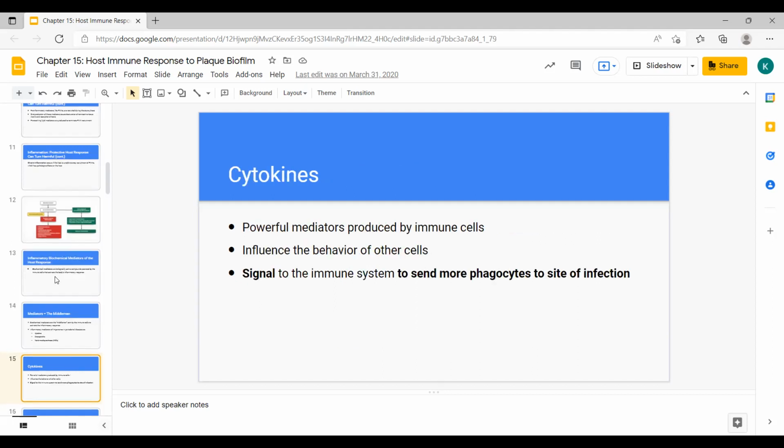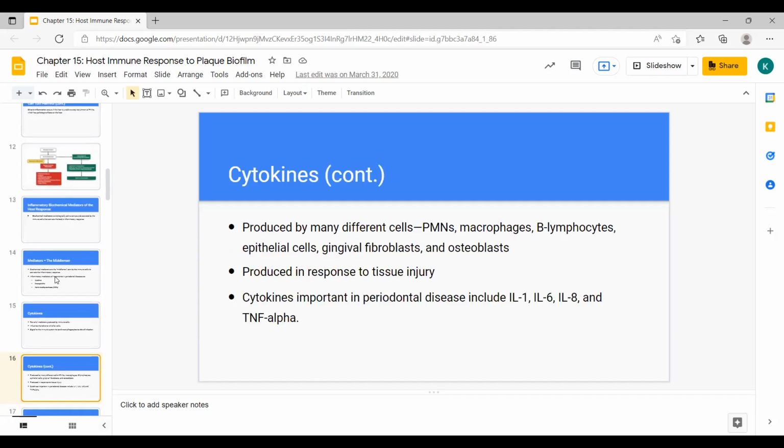The cytokines are powerful mediators produced by immune cells. They influence the behavior of other cells. So they're going to signal to the immune system to send more phagocytes to the site of the infection. They're produced by many different cells: PMNs, macrophages, B lymphocytes, epithelial cells, gingival fibroblasts, and osteoblasts. They're produced in response to tissue injury.